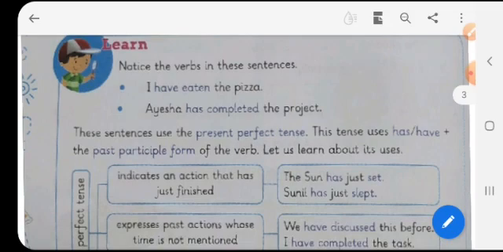So the base form of the verb eaten is the word eat. So the verb eat has the past participle form eaten, and has or have is used as per the number of the noun or pronoun that has been talked about. So I is in singular form. When I is used, then the verb have is added to it, and the past participle of the verb eat is used, that is, I have eaten the pizza.